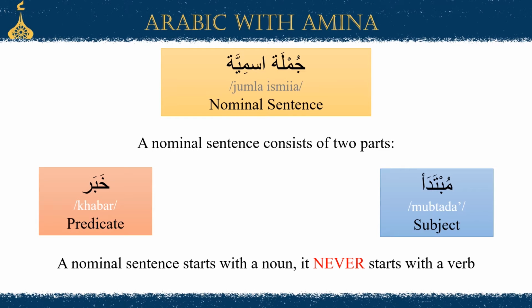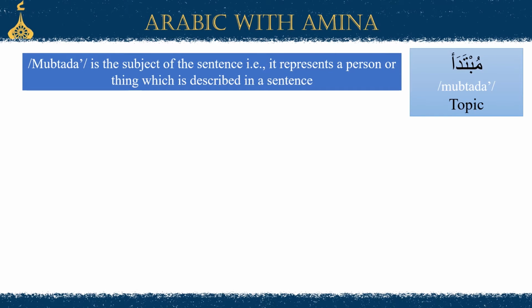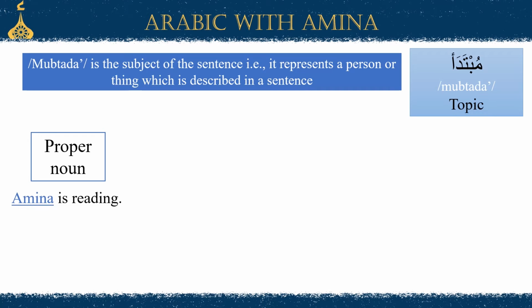So let's get to understand the mubtada, or subject, a little more. The mubtada is the subject of the sentence. It's the topic of our speech, and it is usually the first word of the nominal sentence. The mubtada must be definite, whether this be a proper noun, such as names or cities. For example, Amina is reading. Amina would be the mubtada, or topic, of our sentence, or subject.